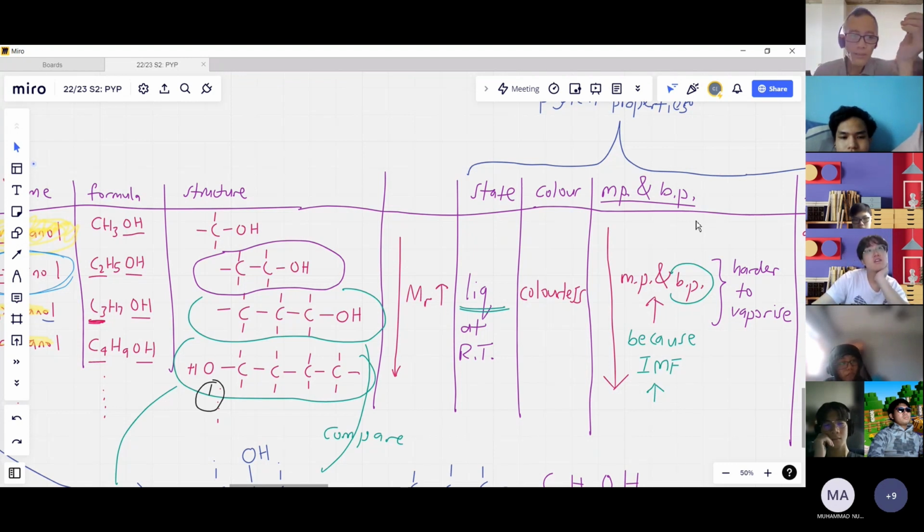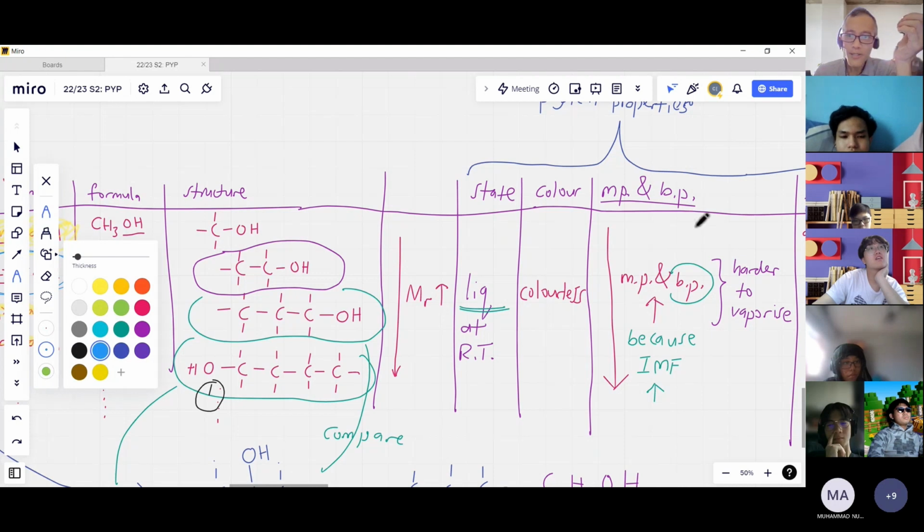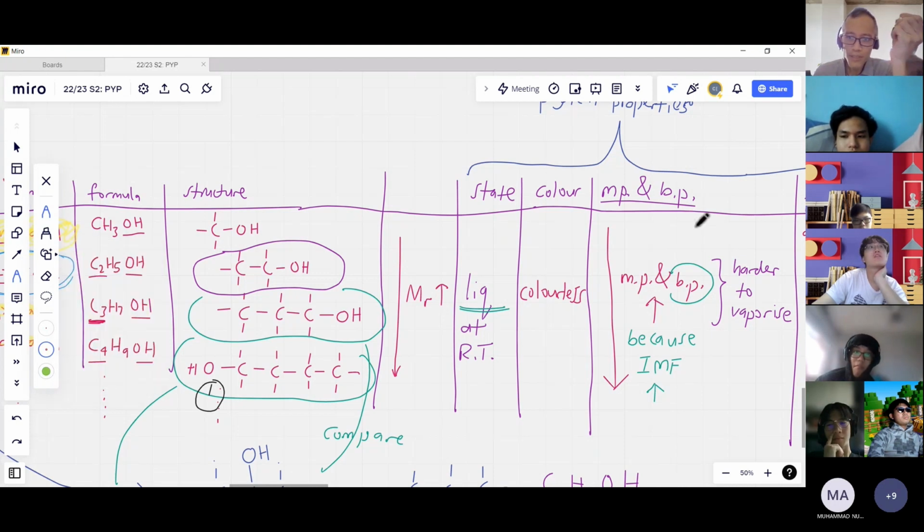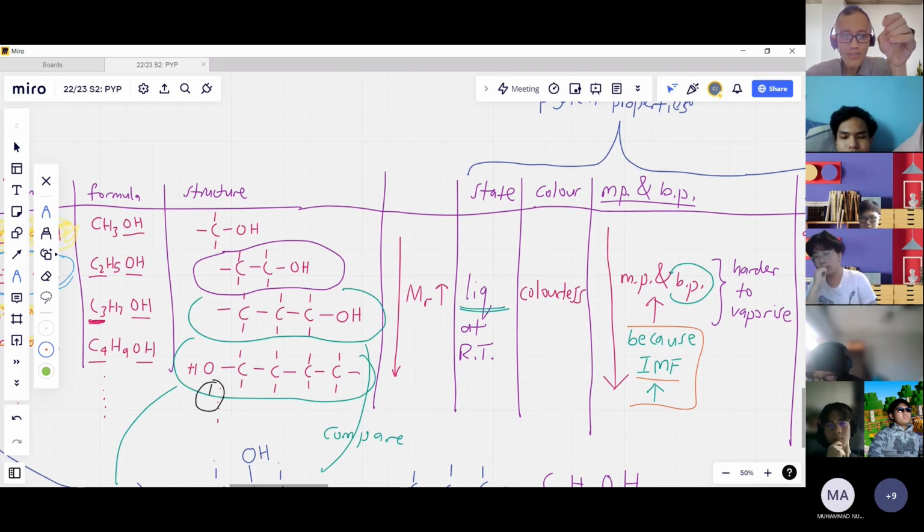Now, this part here will not be asked, not exactly, but of course no harm knowing this, because if you remember your N levels, there's this term called IMF. And what does IMF stand for?